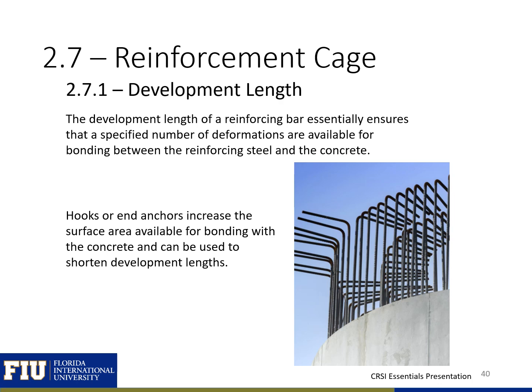In the next couple slides, I'm going to be talking about specific aspects of the reinforcing cage. The first here, we'll talk about the development length. The development length of a reinforcing bar essentially ensures that a specified number of deformations are available for bonding between the reinforcing steel and the concrete. We need to make sure that the concrete and the steel are working together within our reinforced concrete structure. We can shorten the development length by adding hooks or end anchors, which will increase the surface area available for bonding with the concrete. And this can be used to shorten our development lengths from what we would need in just using a straight bar.